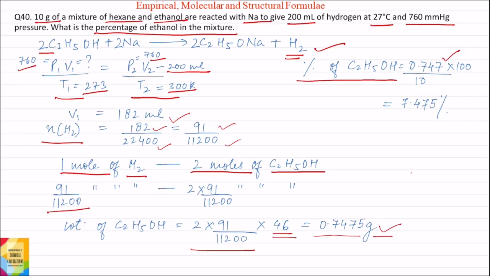Now we can find out the percentage of C2H5OH, which is equal to the weight of C2H5OH in the mixture, 0.7475 gram, divided by the total weight of the mixture, which is given as 10 gram, into 100. Therefore, the percentage of C2H5OH is equal to 7.475%.